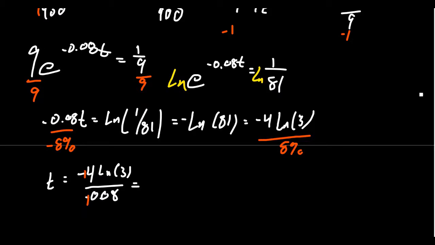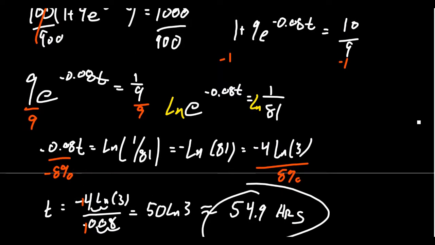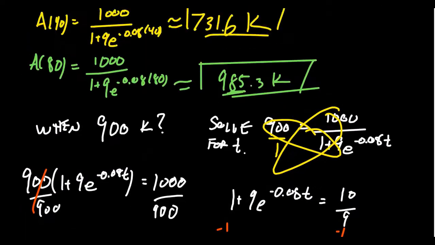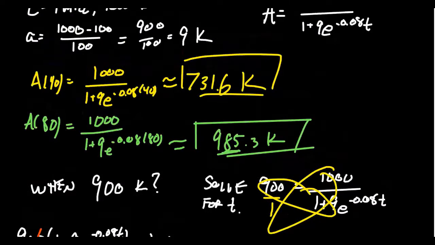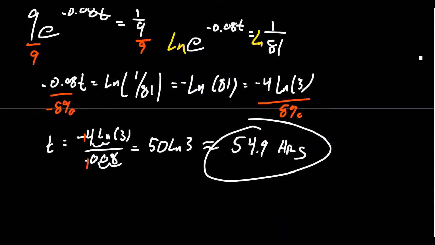Now, if you did want to write this as a common fraction, you can move the decimal place over two places and simplify. You'll end up with 50 times the natural log of 3 as the exact answer. Again, as we're just going to put this in a calculator, let's approximate that, and you get 54.9. This would be in hours, right? Do notice that about 55 hours should happen before 80 hours, but after 40 hours, as we saw right here, where it should hit 900,000. And so again, that happens around 55 hours after the initial growth of the bacteria.